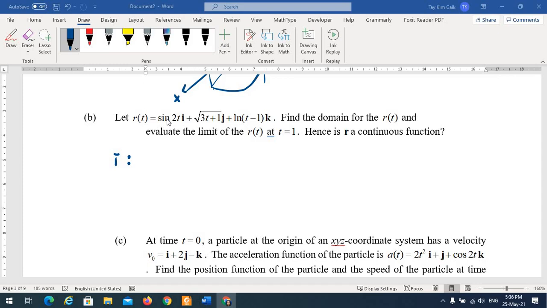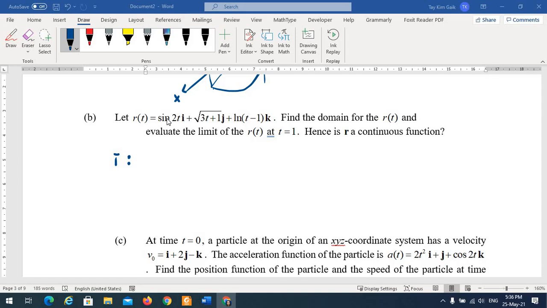Cannot hear, can you speak loudly? I cannot hear what you are asking. For sin 2t, what is the domain there? What's the answer? Yes. What's the domain for sin 2t?